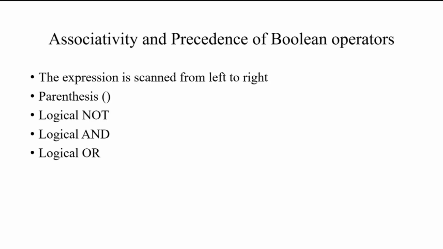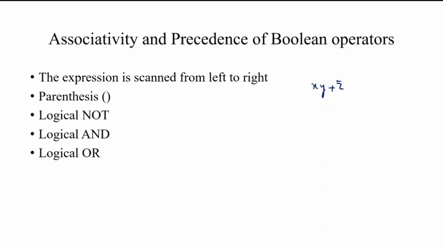So, for evaluating this expression x y plus z complement, suppose we want to evaluate it. What is the order of associativity, and what is associativity? It means how we scan this expression to find the output. The second thing is the order of precedence, meaning which operator has a higher order of precedence and which has a low order of precedence.